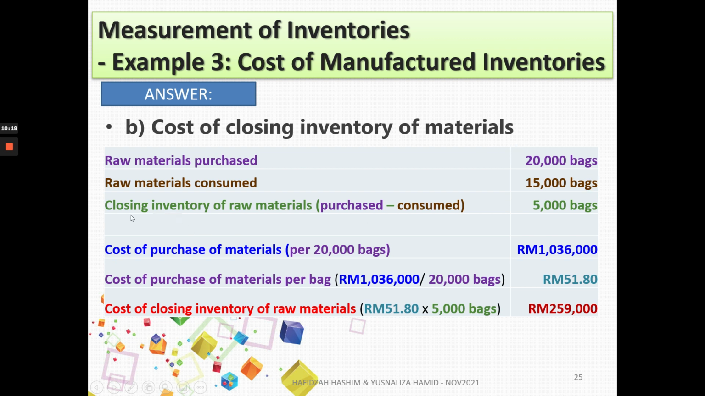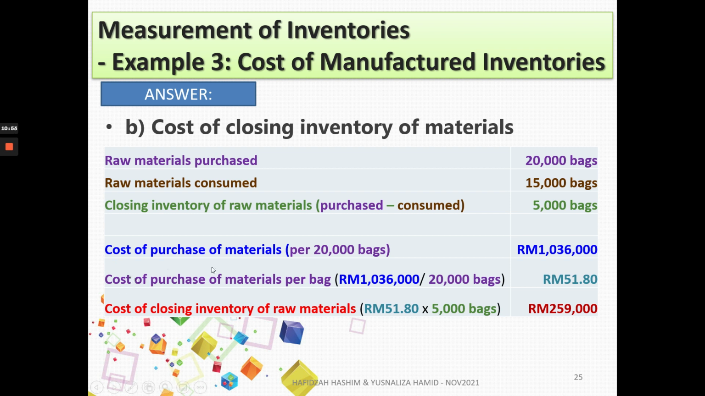So therefore, it gave you the closing inventories or the unsold inventories for the raw materials to be 5,000 bags. If that is the case, we are now going to look at what are the costs of closing inventory for the raw material. As you know, the cost of purchase of material was 1.036 million for 20,000 bags. To get the closing inventories, you need to first find out what is the cost per bag.